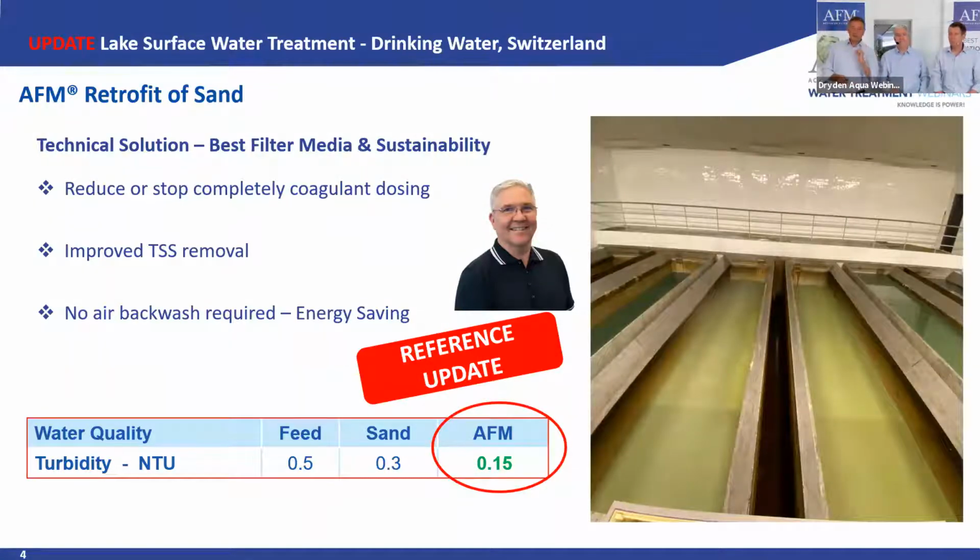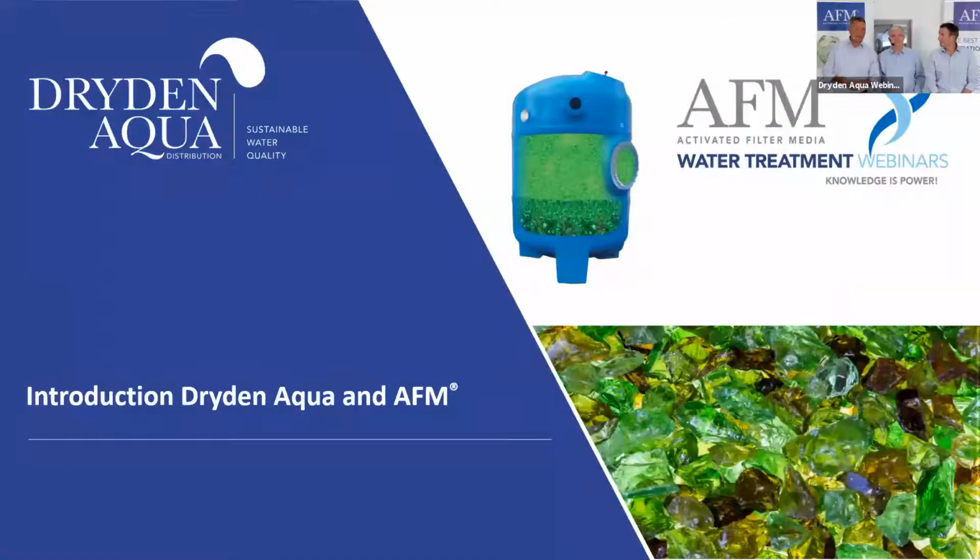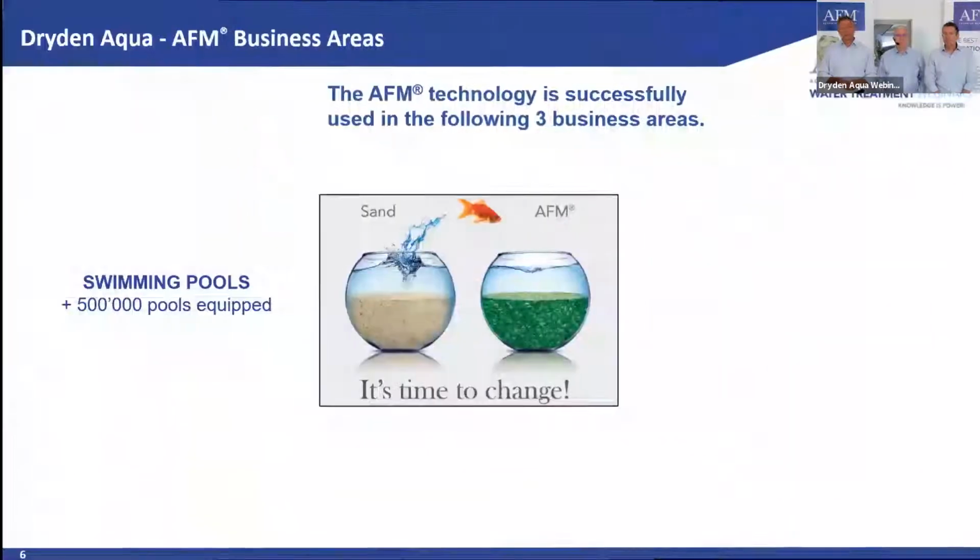Let me be more precise. With sand and coagulation, they are at 0.3 turbidity. And here we have purely AFM, no coagulation, 0.15. I hope that will stay like this. We do not know, but that was the chart you saw. We will try to bring you back the numbers if we have them. Okay, let's talk quickly about the introduction.